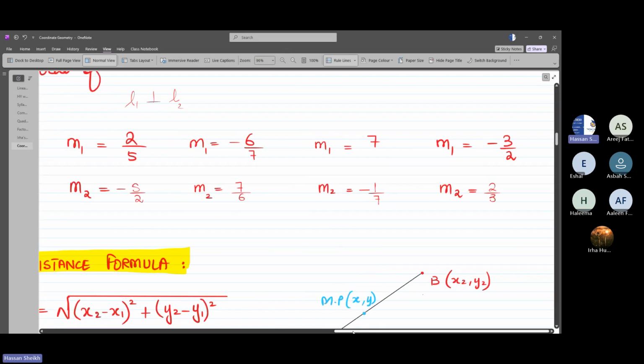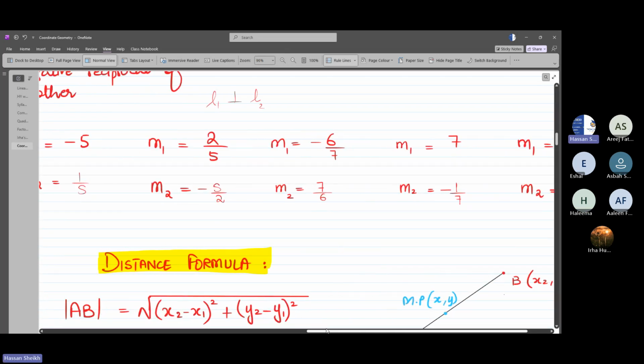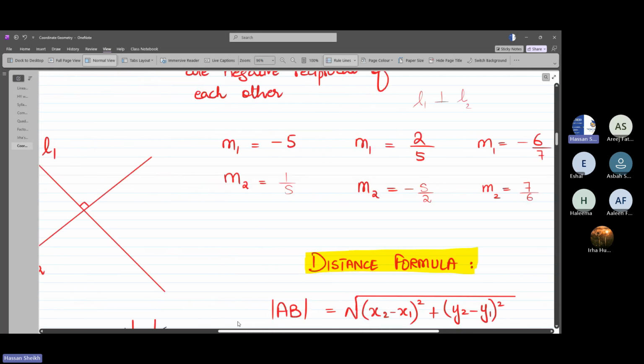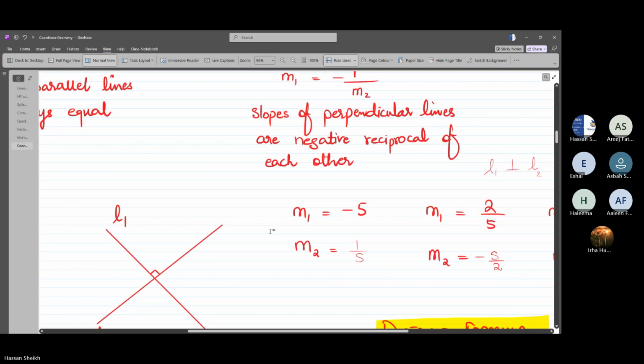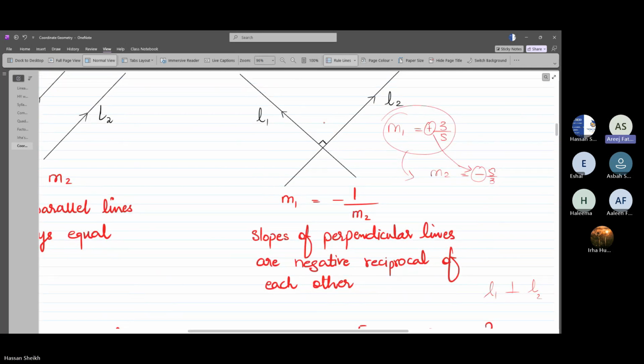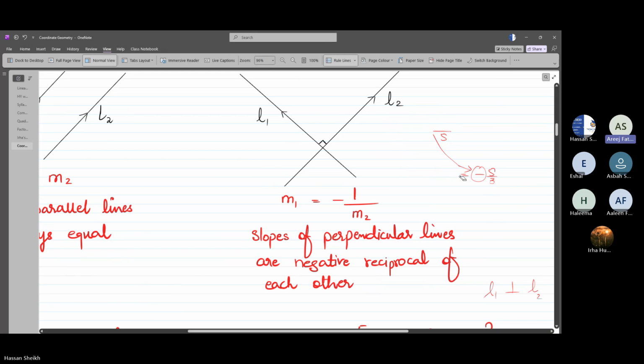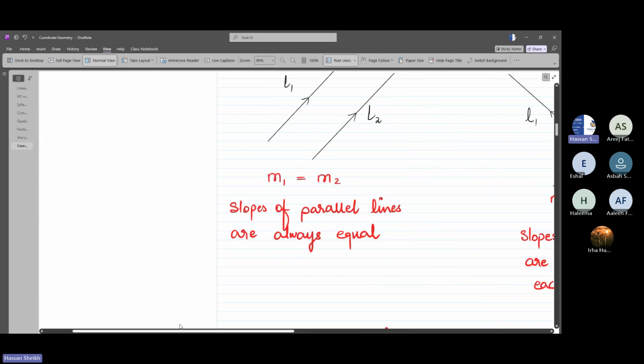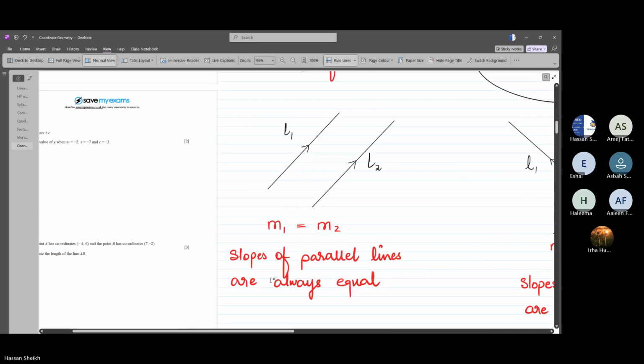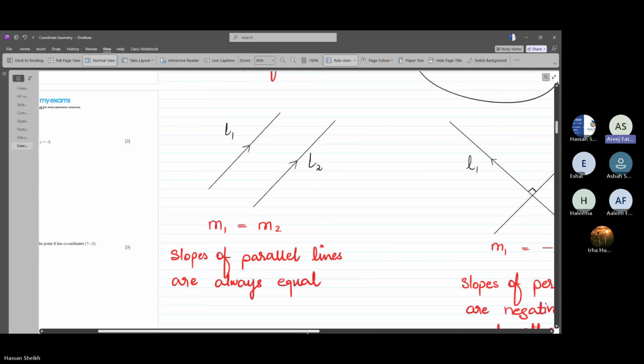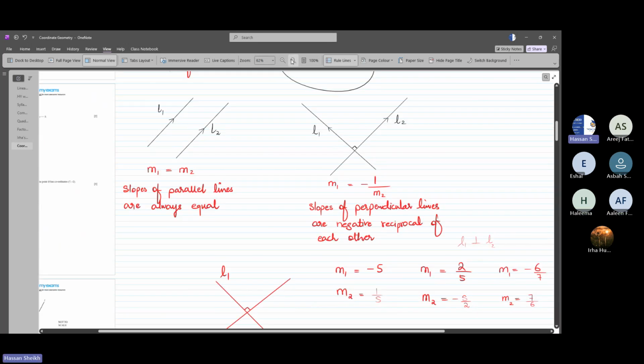Students, any doubt in understanding the slope of the perpendicular lines? Just change the sign and flip the fraction. And what about the slope of parallel lines? They are always equal.